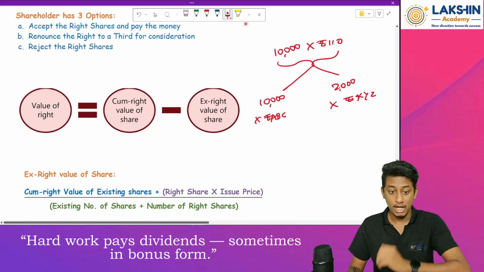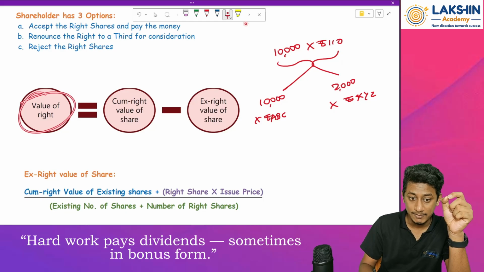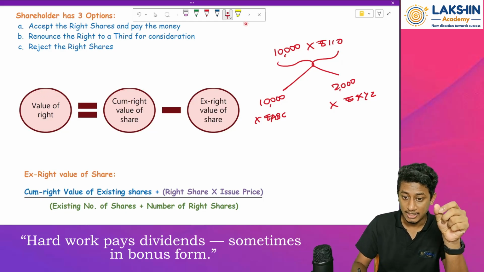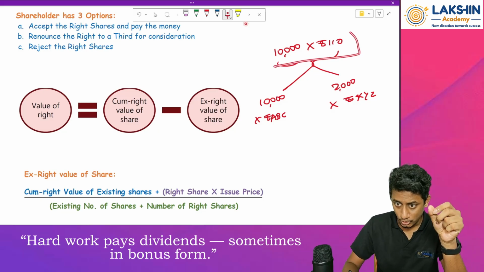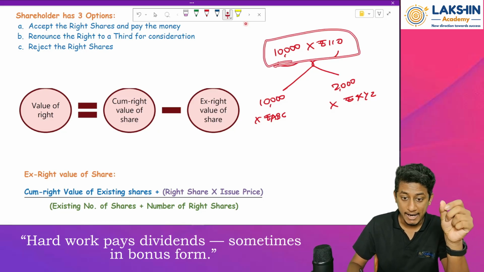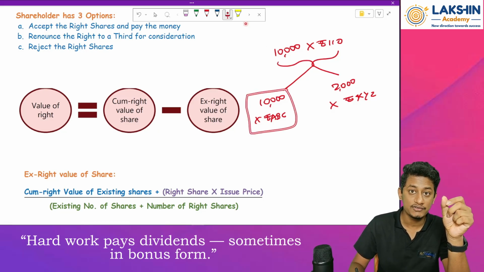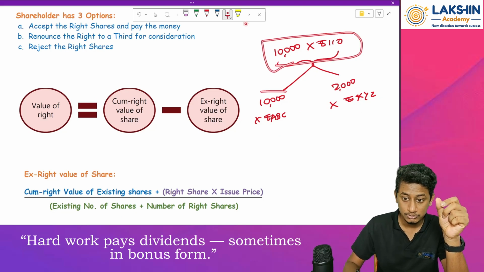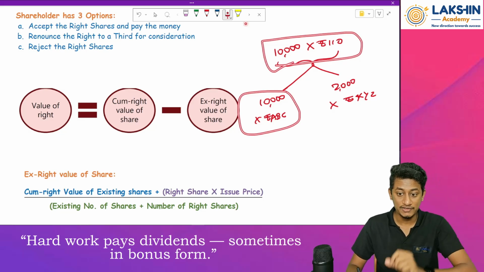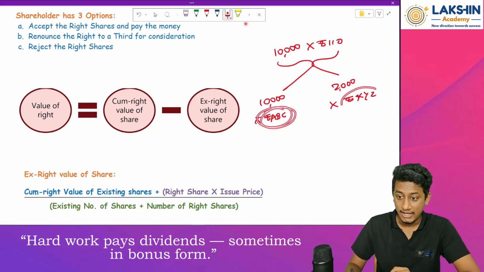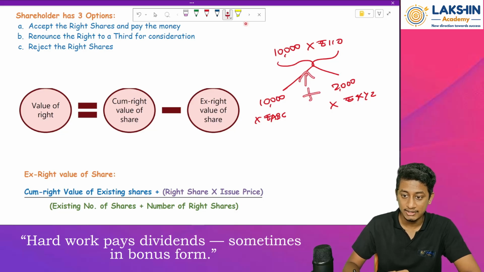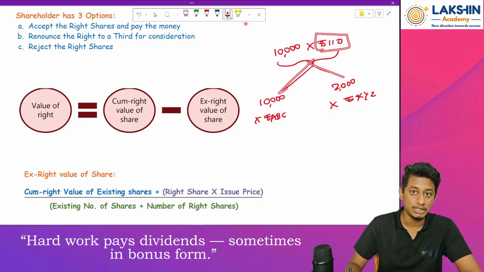Don't worry about this. Okay, so basically the value of the right will be equal to the cum-right value of shares. That means cumulative of the rights, together, minus the value of the shares excluding the rights shares. So basically, cumulative minus excluding the rights share. What is the value of shares? And I will get the value of each right. Simple. Because if I add these both, I will get this. So in short, this value is divided between these two parts.